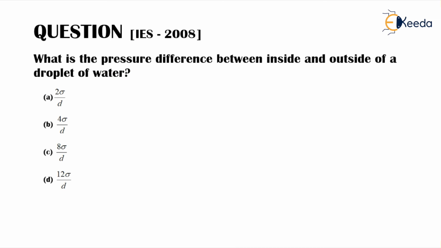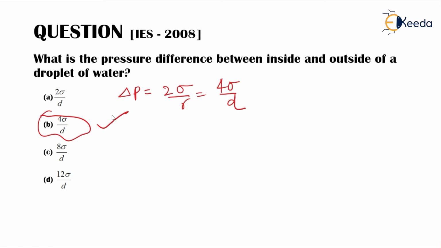Next, what is the pressure difference inside and outside of a droplet of water? It's quite simple. Pressure difference for a droplet of water we have calculated as 2 sigma by R or 4 sigma by D. So the option here is 4 sigma by d. This is the correct option.